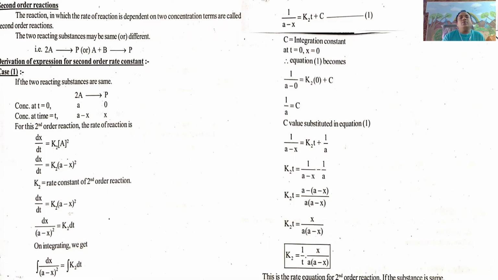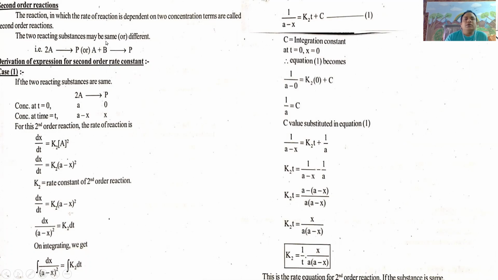Here second one is second order reaction. Again here according to order definition, order means it is the sum of the powers of the concentration of the reactants which takes place in the rate expression equation is called order. The reaction in which the rate of reaction is dependent on two concentration terms are called second order reaction. The two reacting substances may be same or different.